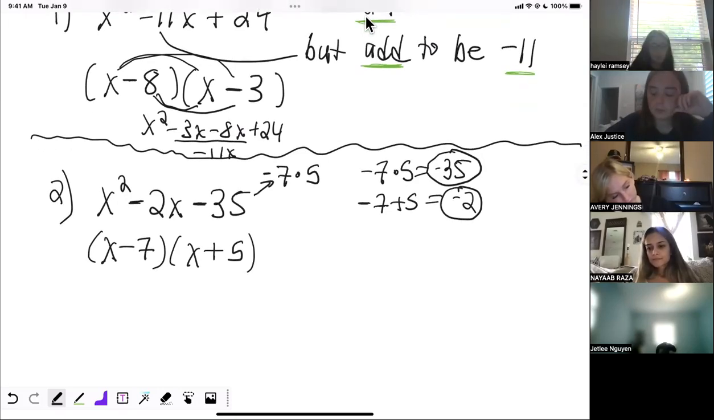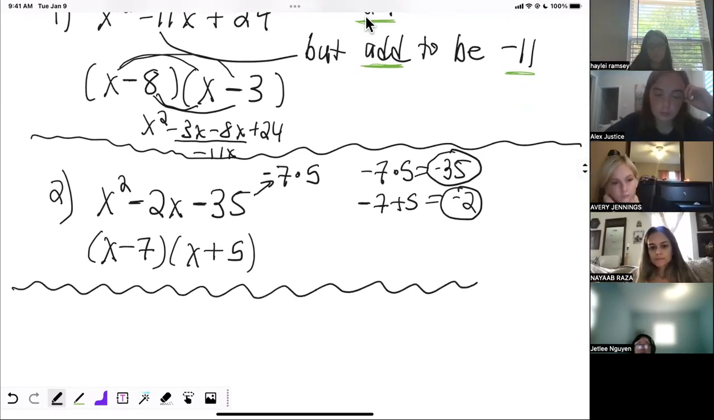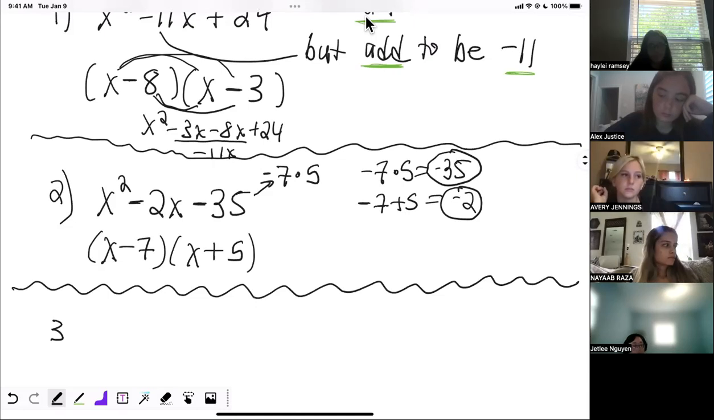Okay, just what I said about greatest common factor. So that was just to warm us up, but look at this problem here.